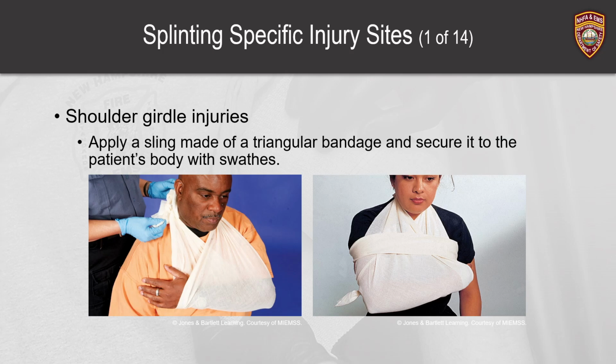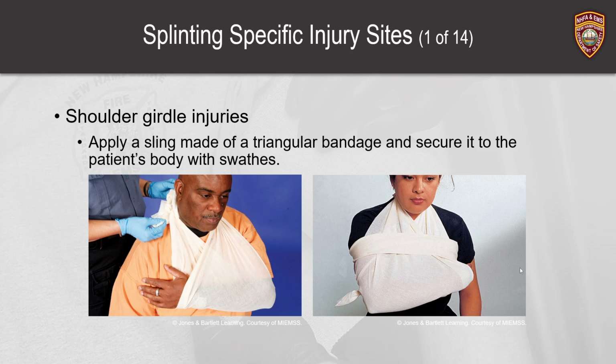Okay, so let's talk about injuries to the shoulder girdle. So the easiest way to splint most shoulder injuries is to apply a sling. In this case, it's made by a triangular bandage, but you can also get commercially manufactured slings. And then to secure the sling to the patient's body with something called a swath. And so we're going to demonstrate this skill this weekend, but effectively what you're doing is you are supporting the patient's arm with the wrist slightly higher than the elbow, and then you are strapping that arm to their body so it doesn't chicken wing around, right? So their elbow can't go flopping around anywhere.